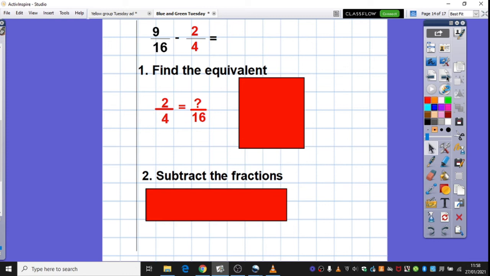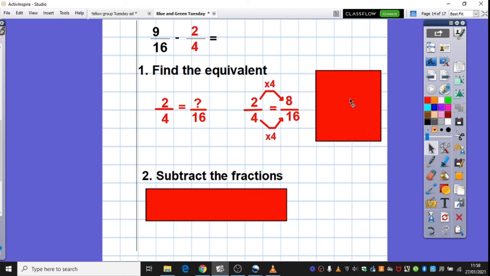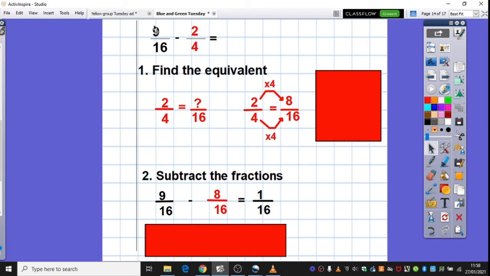And subtracting then, 9/16, subtract 2 quarters. We're going to turn our 2 quarters into 16ths. 4 times 4 is 16, therefore 2 times 4 is 8. So our equivalent fraction of 8/16 here, we can now subtract from our 9/16, which gives us 1/16.